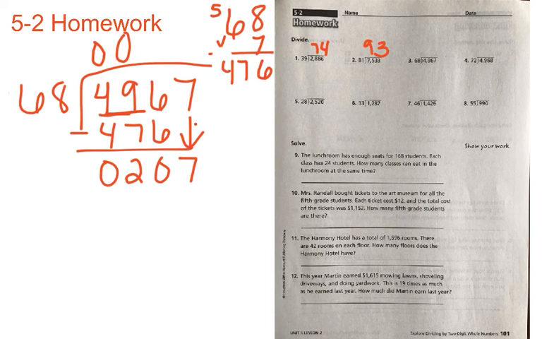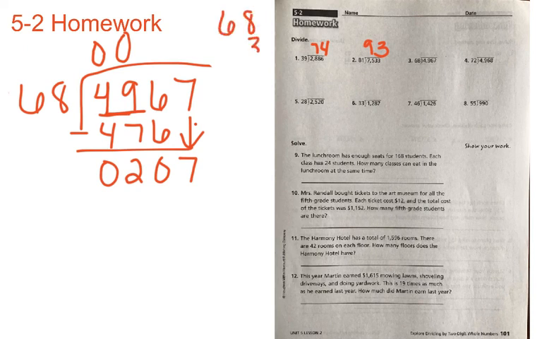And now we have to figure out how many times can 68 go into 207. And I know that 68 is close to 70, so when I'm rounding, I know 7 times 3 is 21. 68 is a little less than 70. We might be able to get pretty close. So let's try times 3.